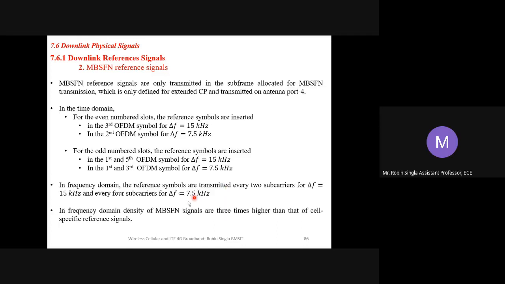OFDM symbol. In the frequency domain, the reference symbols are transmitted every 2 subcarriers for delta f equal to 15 kilohertz and every 4 subcarriers for delta f of 7.5 kilohertz. In the frequency domain, the density of MBSFN signals is 3 times higher than that of cell-specific signals.